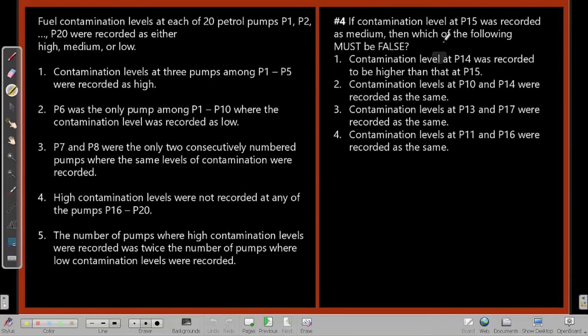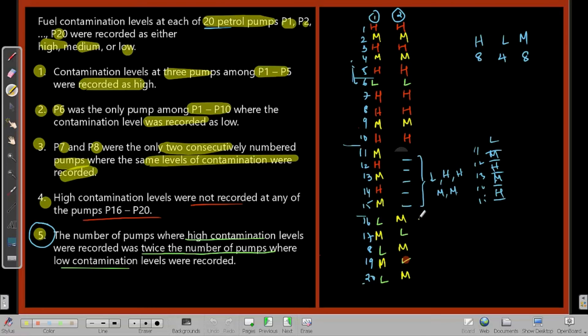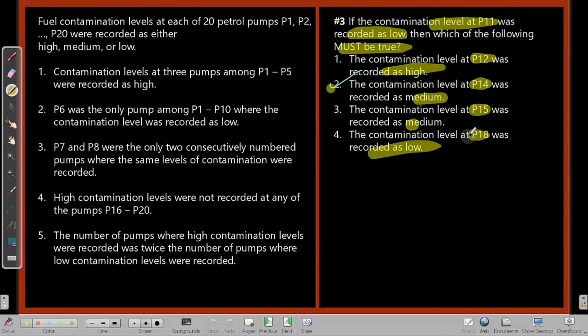Let's look at the last question. If the contamination level of P15 was recorded medium, which of the following must be false? If P15 is recorded medium, which means it has to be this case. Now this cannot be medium. We already have a medium there. So we are looking at, for this question, very specifically case number 1. So we have got every information about case number 1 already there. So let's go ahead and look at the question and each of the answer choices.